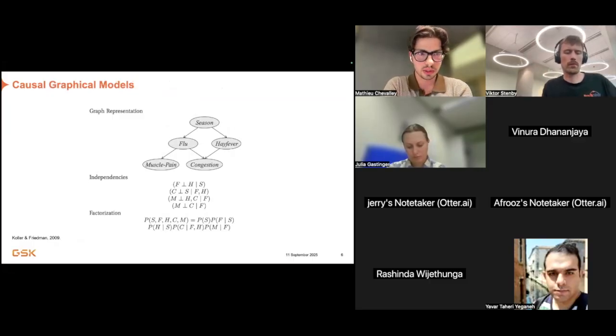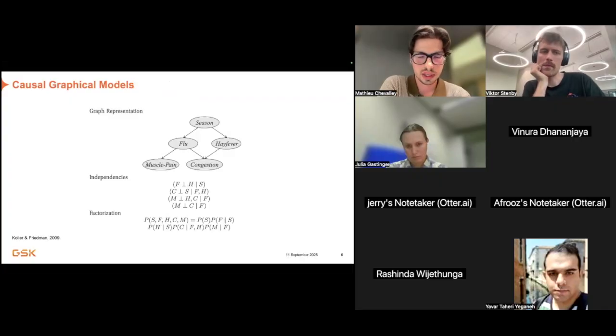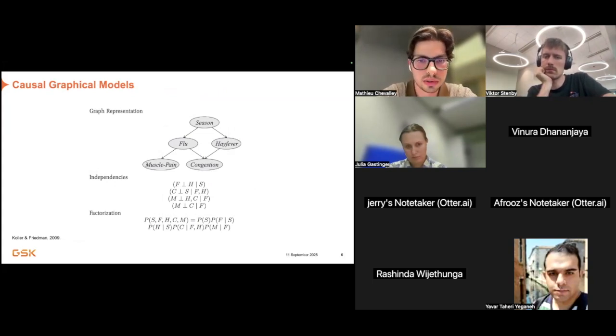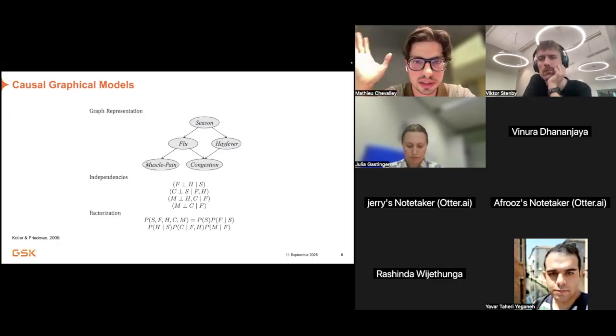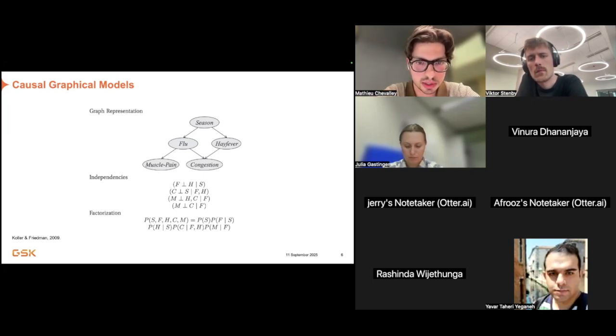Usually for causal modeling, we also use graphs and graphical models, which are always directed graphs. The directed edges denote the causal influence from one variable to the other. And usually the graph is also acyclic. For example, here, the season affects flu and hay fever. Flu affects muscle pain and congestion, but hay fever only affects congestion. That's a way to represent this knowledge. What goes further with the causal model is that it's also a generative model of your data. What you can read from a causal graph is some conditional independencies you will see in the data, and also a factorization of your joint distribution.